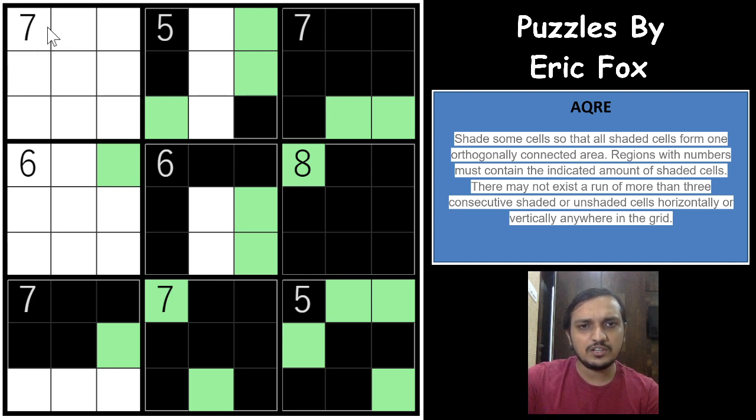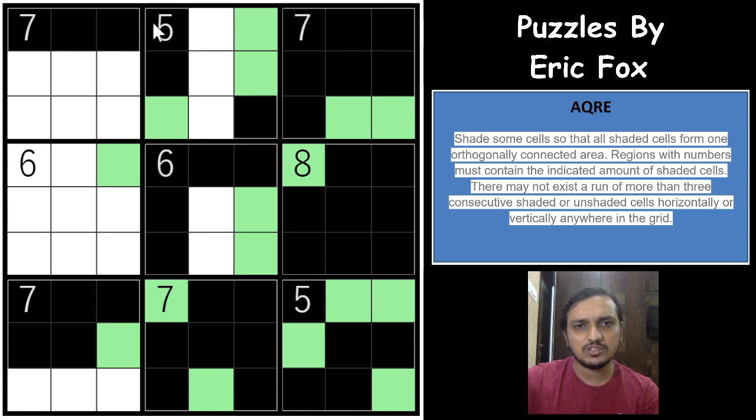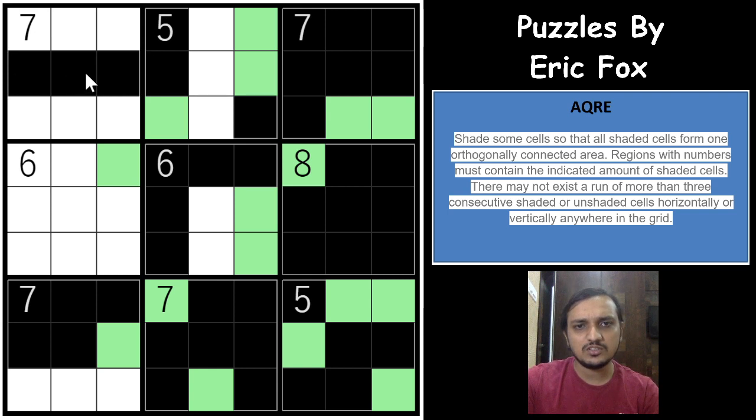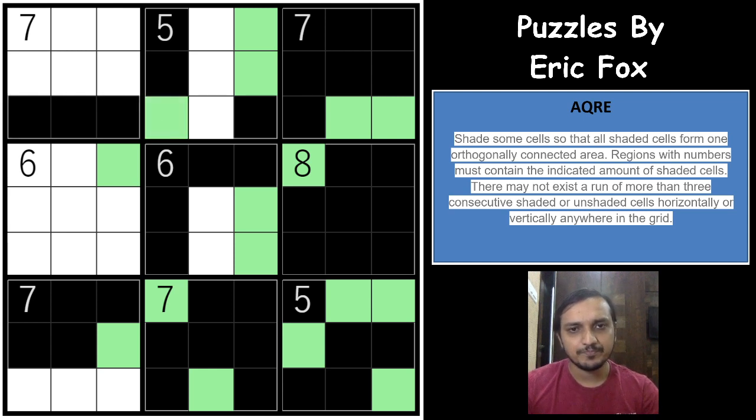And again for the 7 here, again superb. For this 7, I can say that one of the unshaded cells will have to be in these 3 cells, because all these 3 cells cannot be shaded, right? So you already have 2 unshaded cells in that region. All the other cells will have to be shaded. Okay.